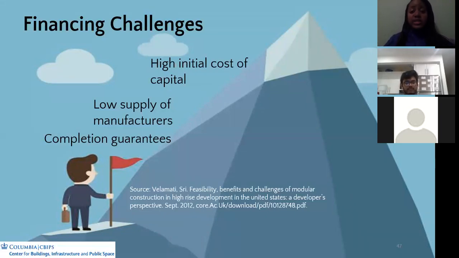And finally, there's a high initial cost of capital, just because the modular manufacturer needs a high upfront cost to build a factory and get the materials, and because of that, they require a higher deposit. Sometimes it's up to 40% of the cost of the modules just to begin manufacturing. And sometimes the lenders are not used to giving out such a huge chunk of money at one time. So that's another tricky financing component of modular construction. Next slide.